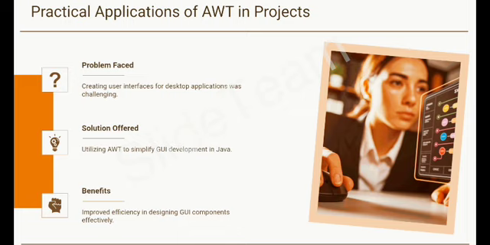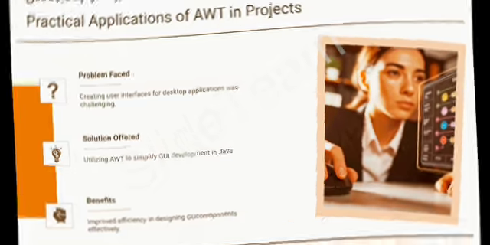Practical applications of AWT in projects. AWT has proven its utility in diverse project scenarios. For instance, desktop applications often faced challenges in UI design prior to AWT's introduction. By employing the toolkit, developers achieved greater efficiency in GUI construction, streamlining workflow and speeding up development cycles. This transition not only solved usability problems but improved project outcomes by enhancing the overall user experience.